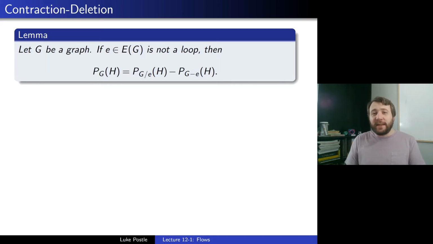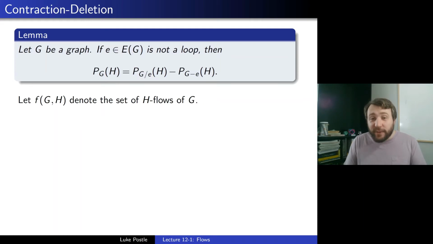So the number of flows is related to the number of flows in the contraction minus the number of flows in the deletion. Okay, so that's going to be our key lemma to proving the polynomial one, because then we can use it inductively. How do we prove this lemma? Well, let F_G(H) denote the actual set of H-flows of G. So P_G(H) would be the size of that set, of course. So let's study this actual set of H-flows. What do we get?